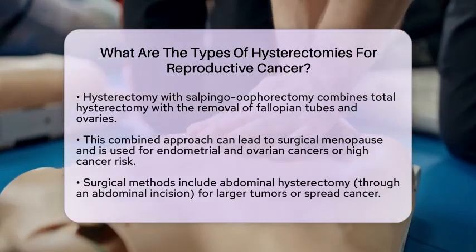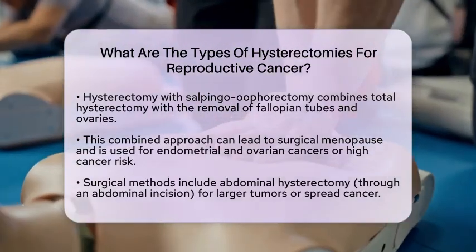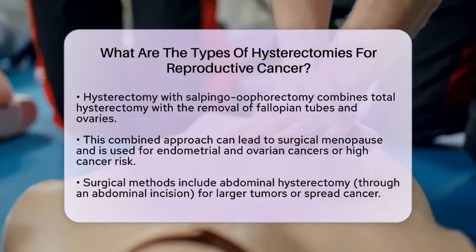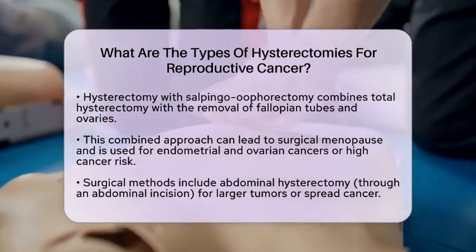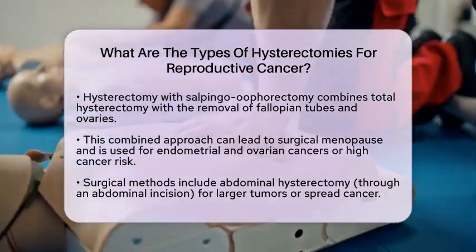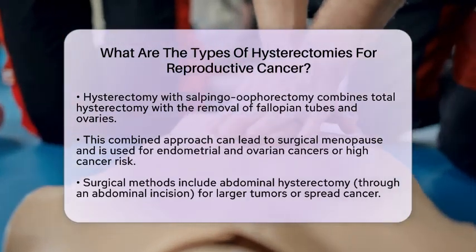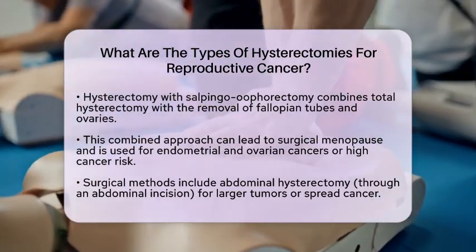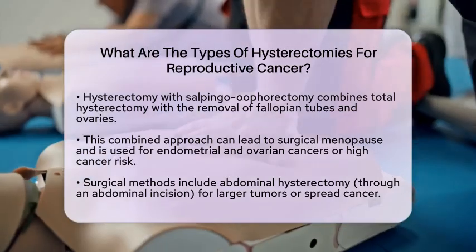Another option is the hysterectomy with salpingo-oophorectomy. This combines a total hysterectomy with the removal of the fallopian tubes and one or both ovaries. Removing the ovaries leads to surgical menopause if the patient has not already gone through natural menopause. This approach is common in treating endometrial and ovarian cancers or when there is a high risk of cancer.